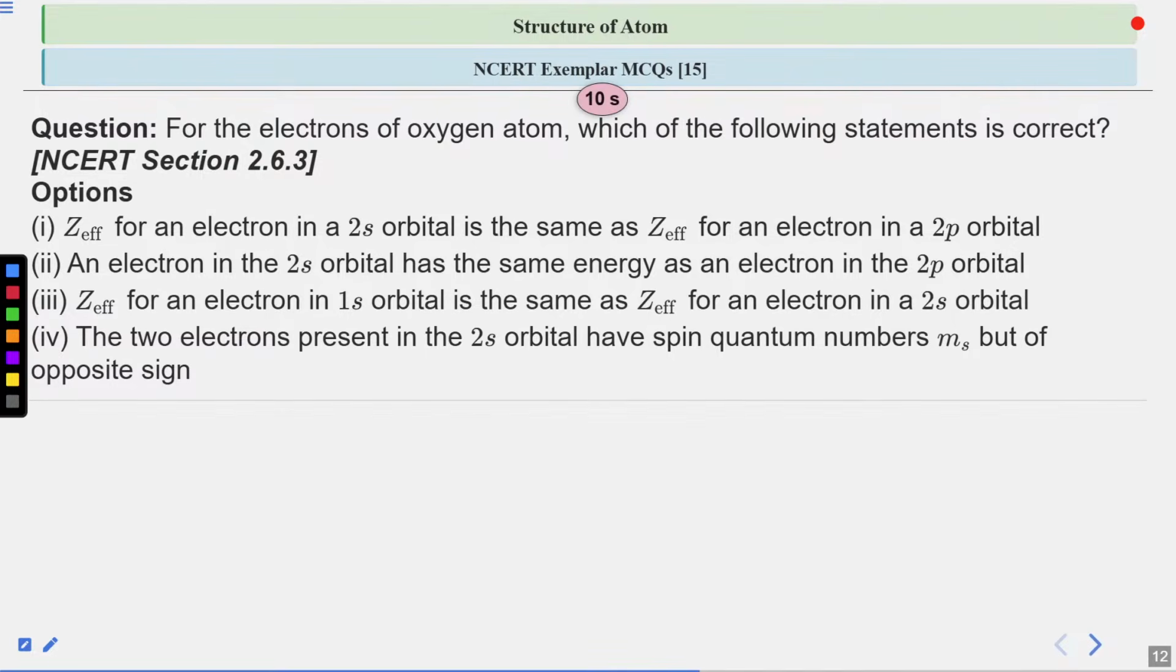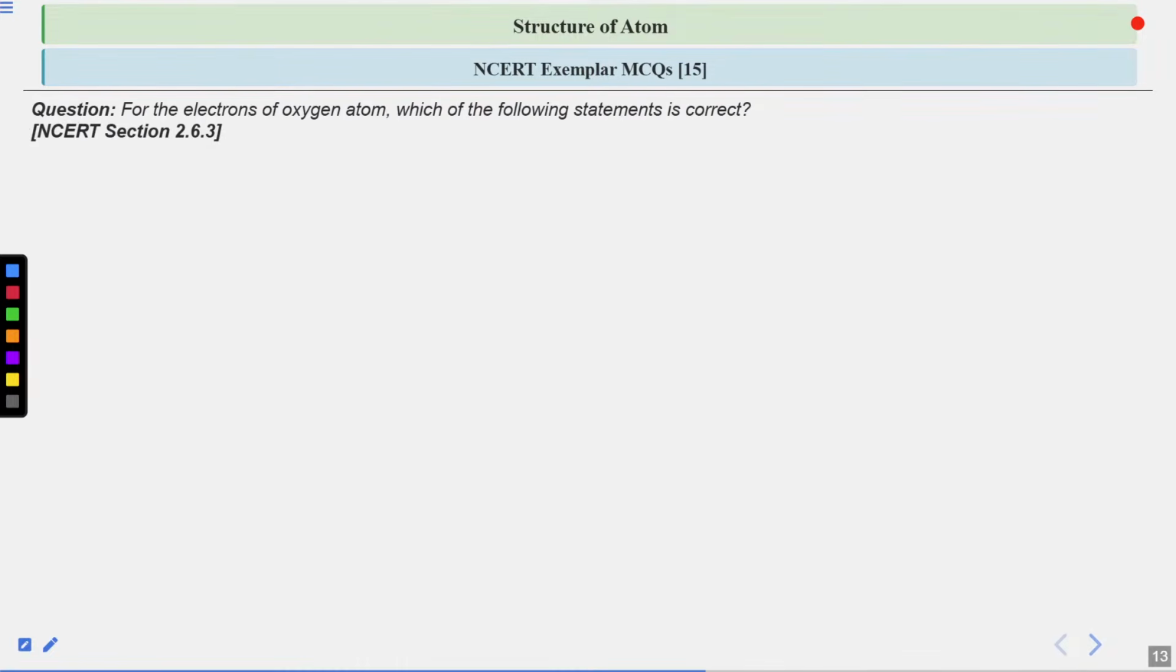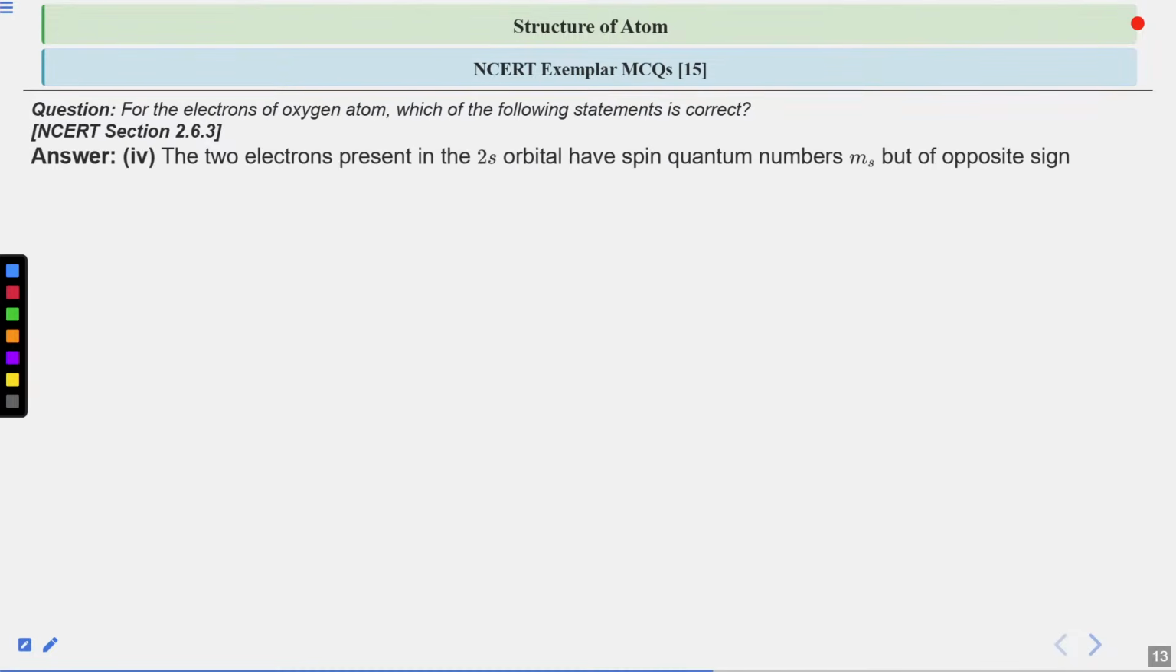So it's a very good question. Your time to solve this question starts now. If you know it, you know it, because it's a theoretical question. So let us see what is correct. The correct statement will be the fourth one. So it is easy to find the correct statement in this question rather than buzzing around other options.